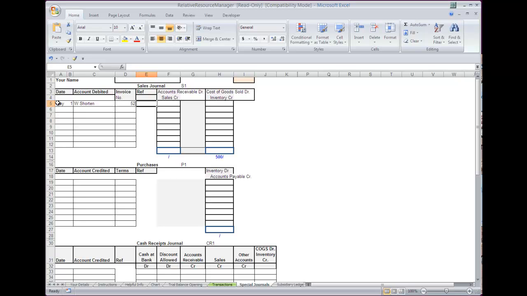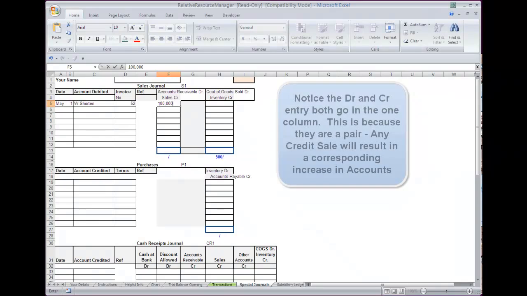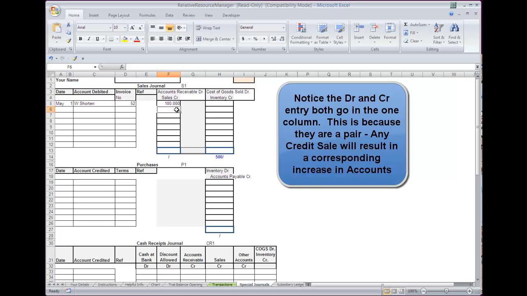And so there's two sides to this transaction. There's a debit to the accounts receivable and a credit to the sales. And the amount was for, let's have a look, a debit to accounts receivable and a credit to sales of $100,000.